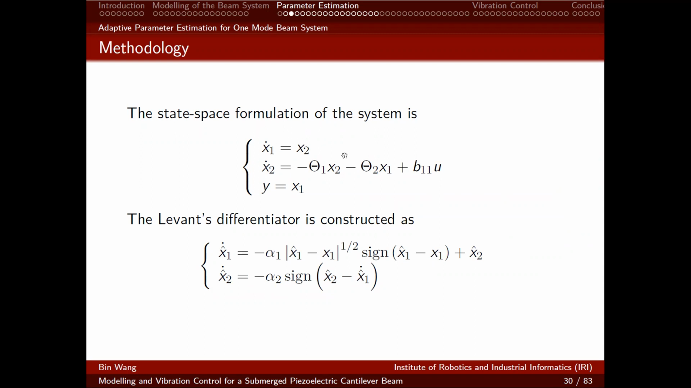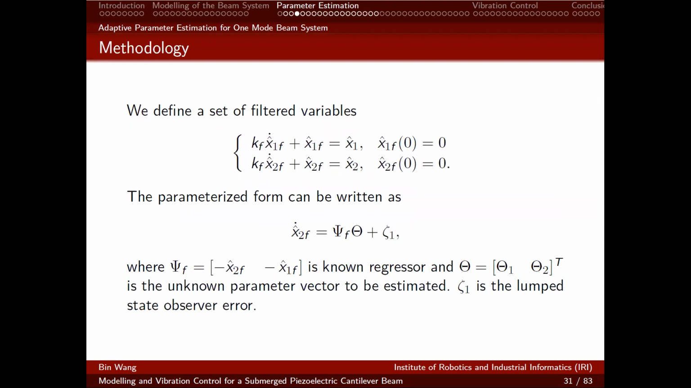The state space formulation for the system is a second order system. So we can obtain the states by using the differentiator. After we have the states, we define a set of filtered variables, and a parameterized form can be obtained, where psi is a known regressor and theta is the unknown parameter vector that needs to be estimated.